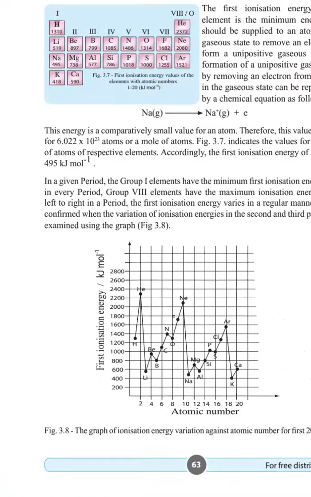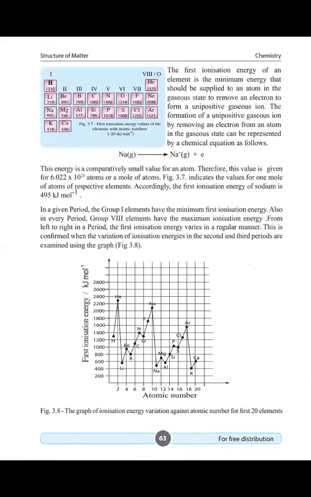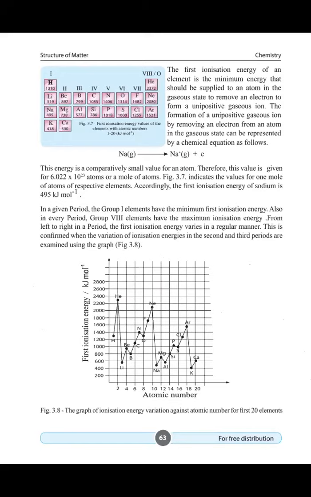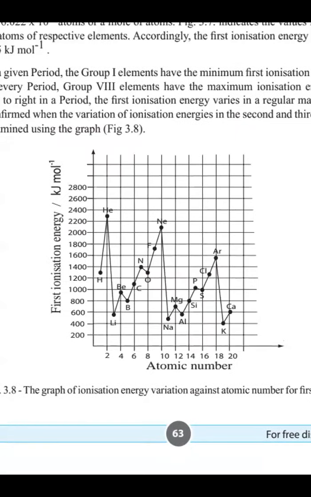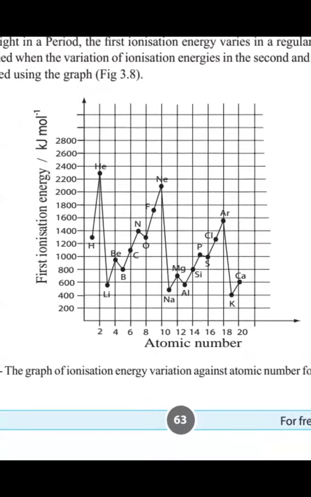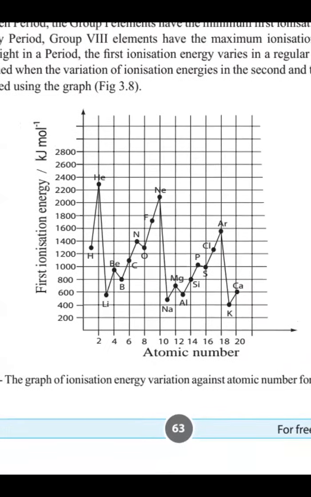Now, this is the first ionization energy variation against atomic number. Atomic number means number of protons. Sorry, first ionization energy is defined as kilojoules per mole. This is the atomic number, or Z. You can see the variation here very clearly. This variation is very important: atomic number and first ionization energy.